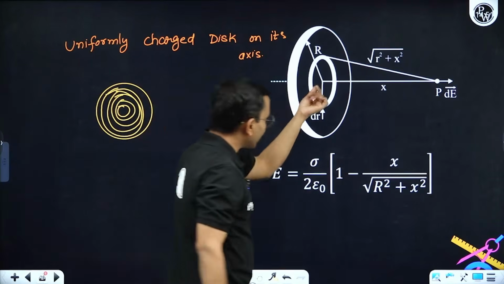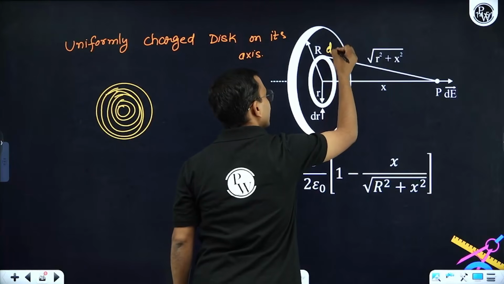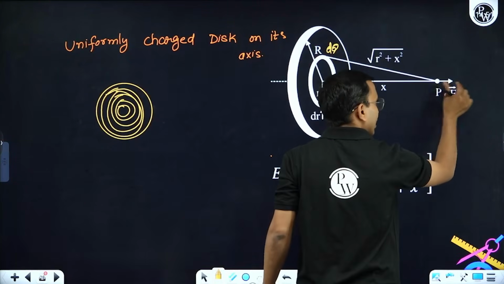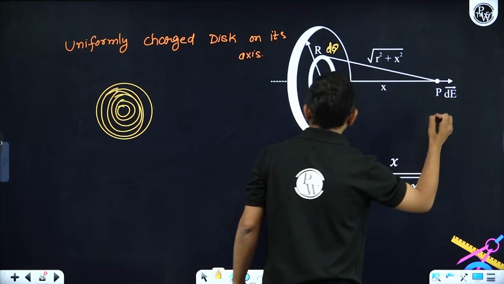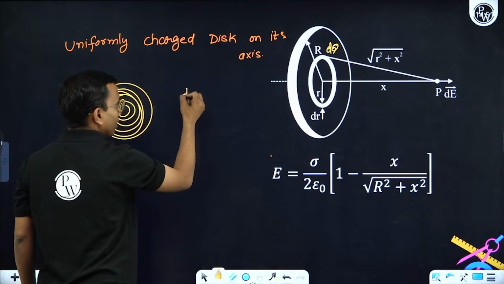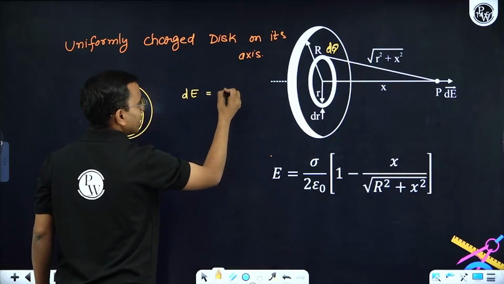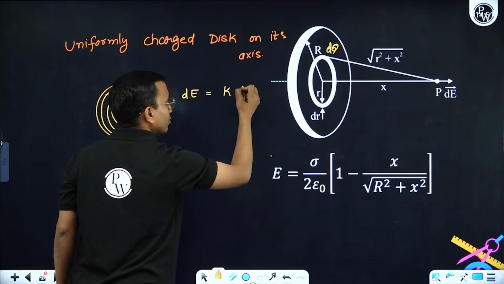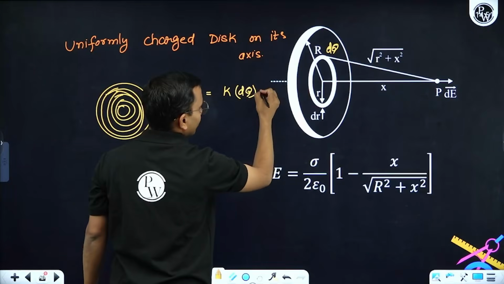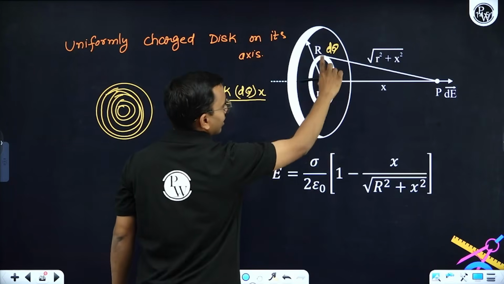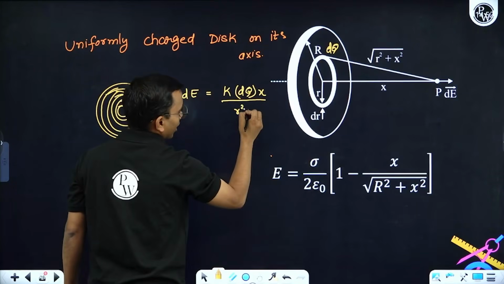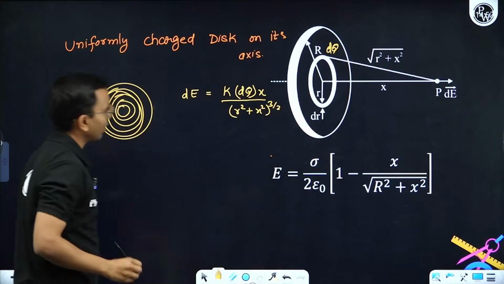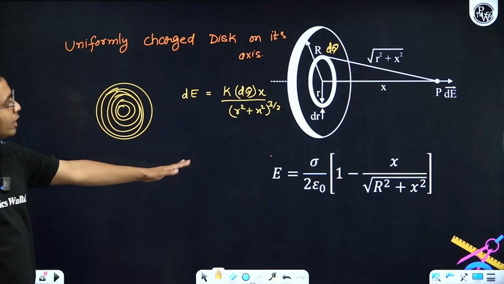Due to any one of the rings, the charge is dq. Let us take off this ring. Due to one of the rings, the electric field here is dE. How to write dE? We know the formula kqx. Due to a ring, I'm using k into q. The charge of the ring is here dq. So k dq into x, the distance, divided by r square plus x square to the power 3 by 2, where r is small. This becomes my dE. Now I have to integrate it.